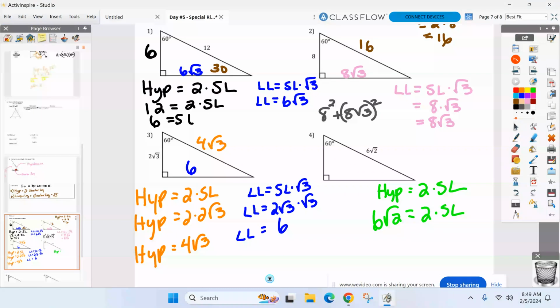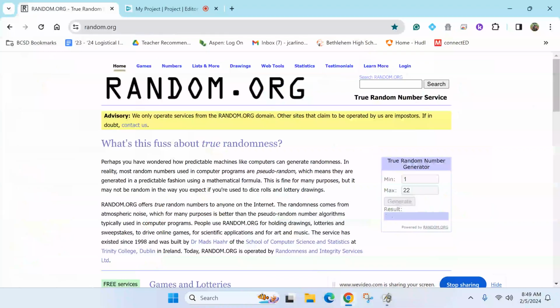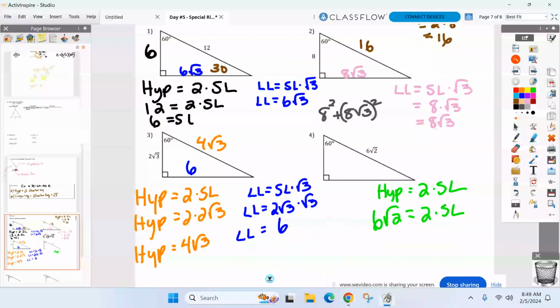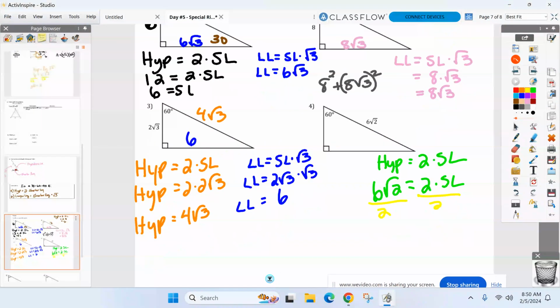All right, now how do I get rid of the 2 here? I want to solve for the shorter leg. How to get rid of the 2? Divide by 2? Yeah, divide both sides by 2. Take 6 radical 2 in your calculator, divide it by 2.